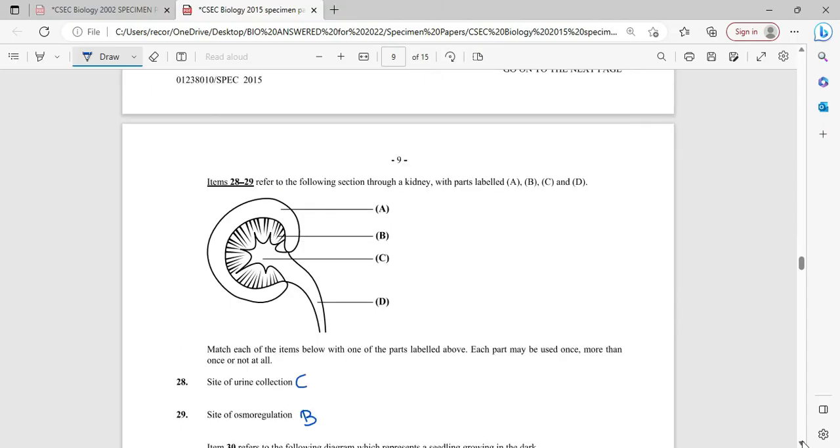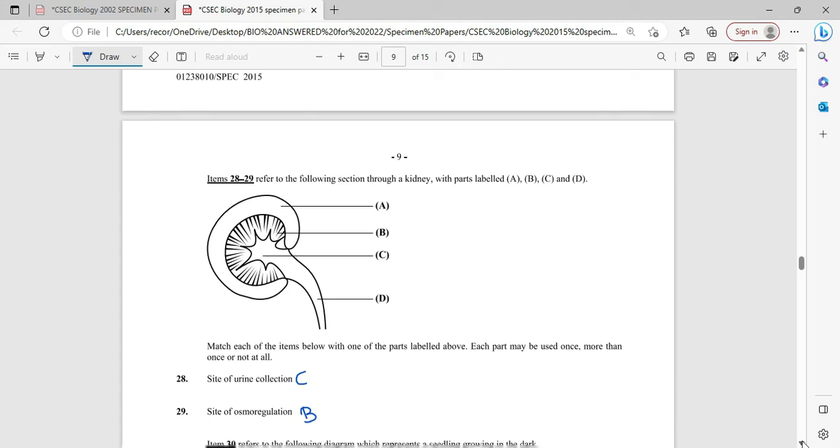Items 28 to 29 refer to the following section through a kidney with parts labeled A, B, C, D. Match each of the items below with one of the parts labeled above. Each part may be used once, more than once, or not at all. Site of urine collection, that's going to be C, the pelvis. Site of osmoregulation is going to be B, in the medulla, where we're going to be having the loop.